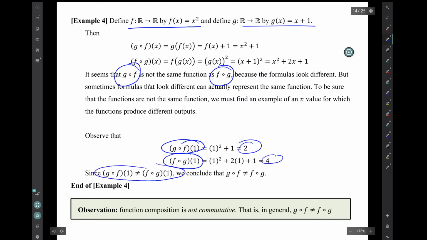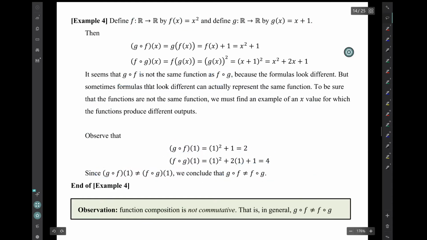So since the functions give different values for this particular x value, we conclude that those are not the same function. And the takeaway from this is that function composition is not commutative. It is associative, but it's not commutative.